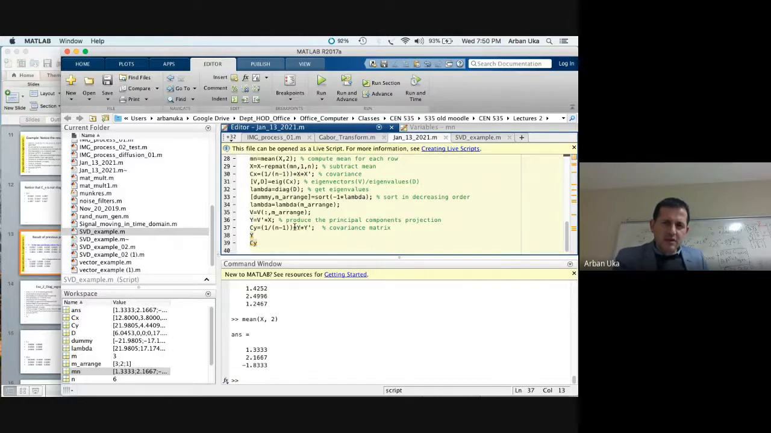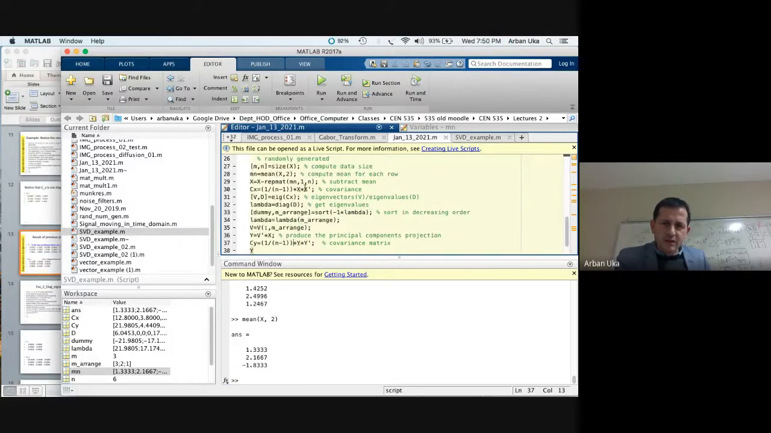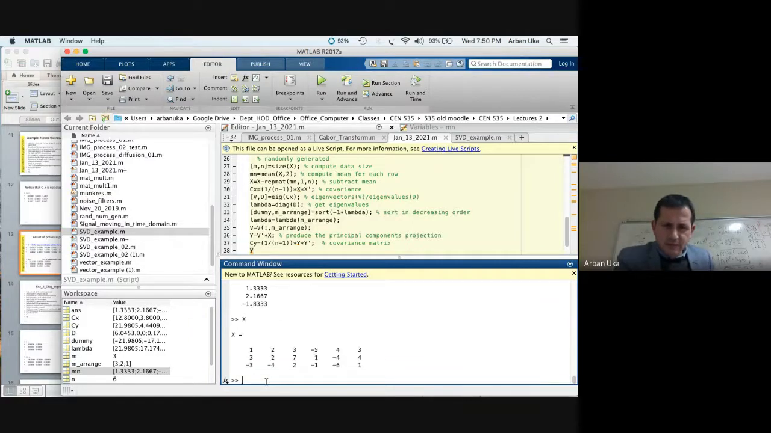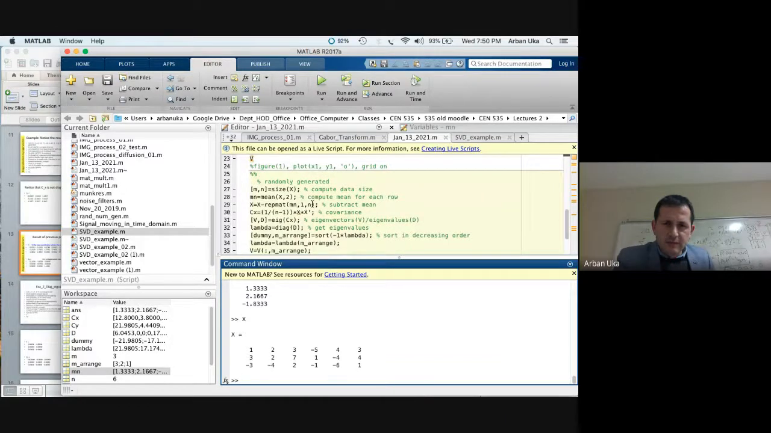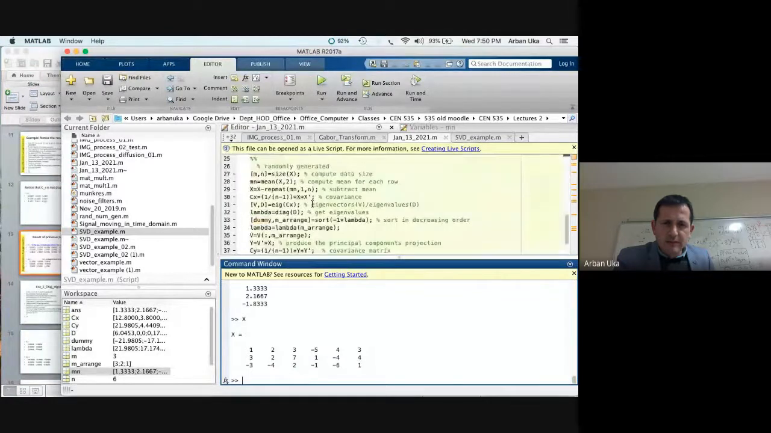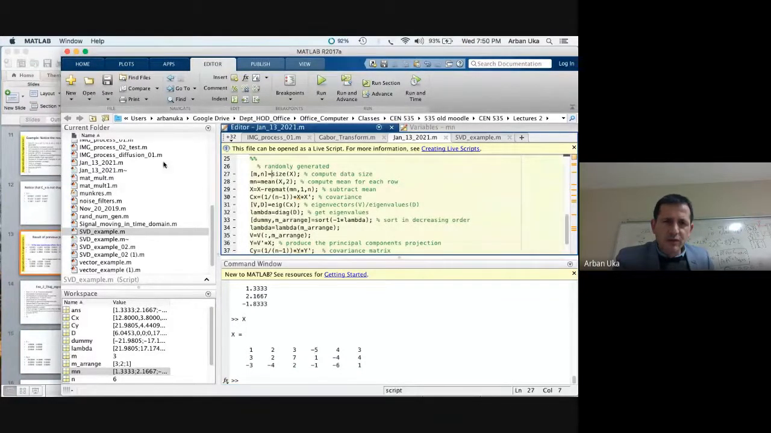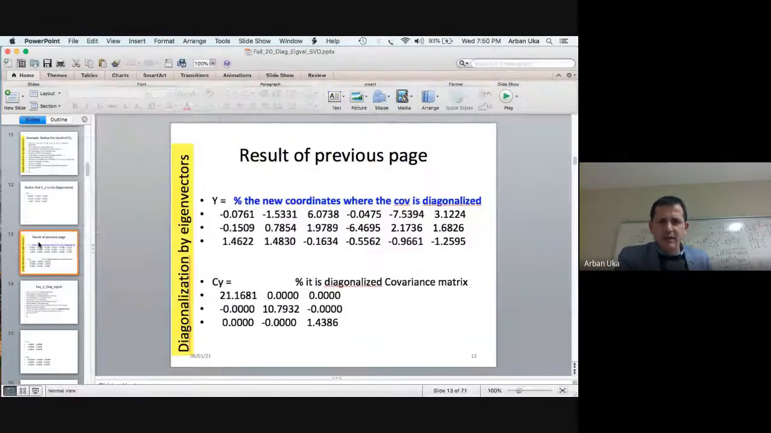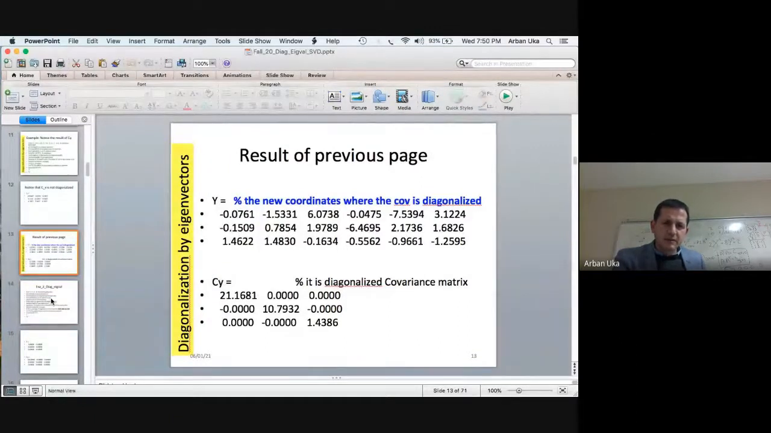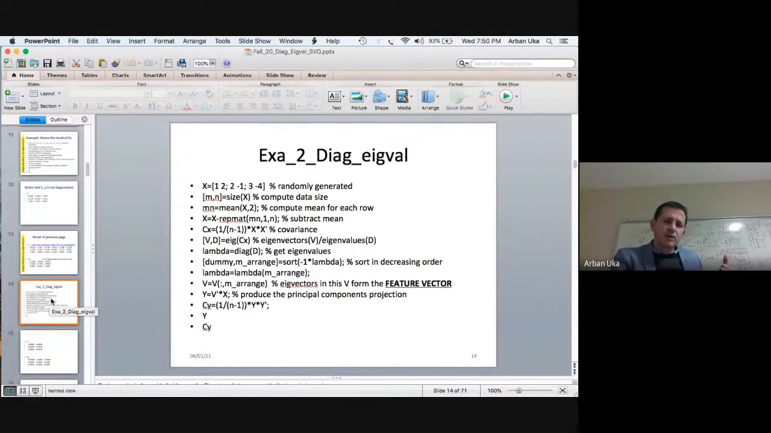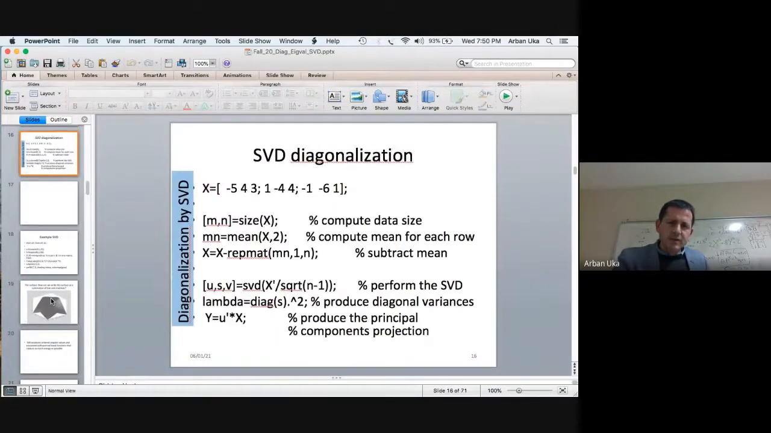Now I wanted to make an argument, but it's not the case, I think. Anyway, let's skip this. So here we're just saying, in principle, that we are doing the diagonalization by the eigenvalues. We also looked at the sigmas being equal to the square root of the lambdas. Okay, so here, let's see.